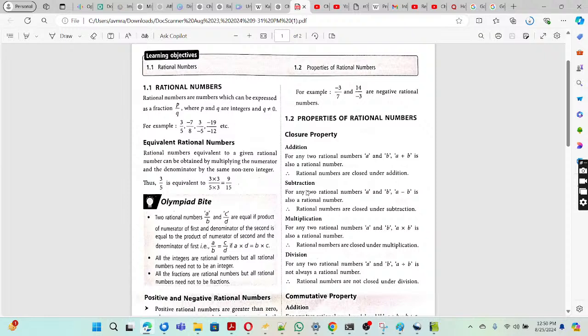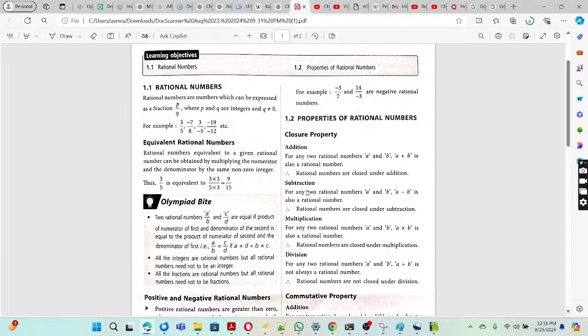So what are the properties of rational numbers? You need to remember these things when you are doing simplification. What are closure properties? The closure properties are for addition, subtraction, multiplication and division. What is closure under addition? For any two rational numbers a and b, a plus b is also a rational number.